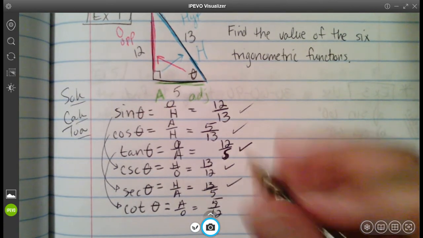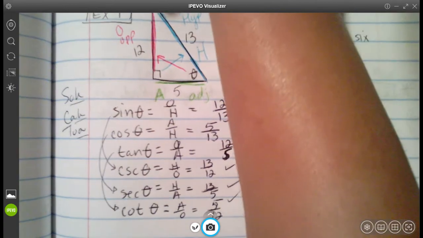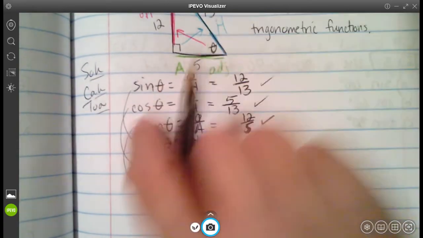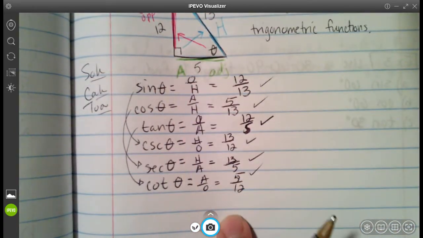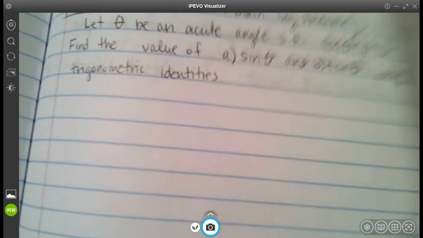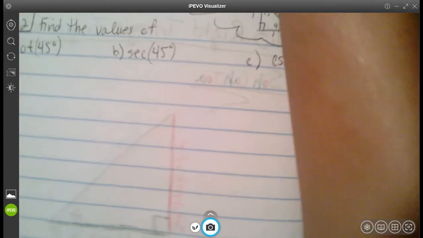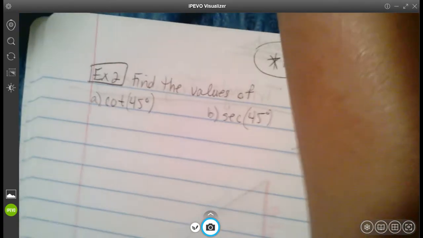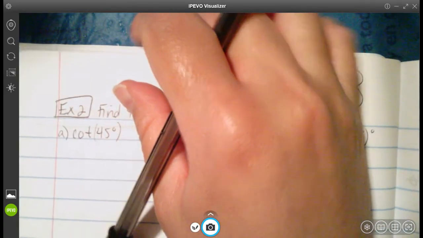Okay, and that's it. That's all there is to writing the ratios that correspond to an angle of a right triangle with the 6 trig functions. Okay, so moving on. Hopefully that was easy enough. Moving on. We have now finding the values of some trig functions here.